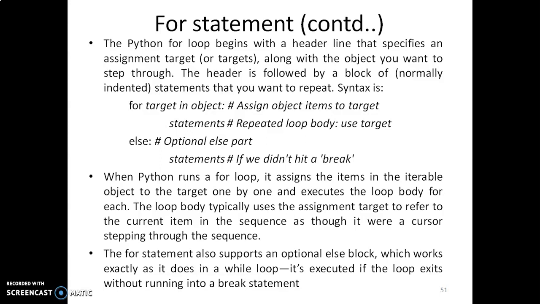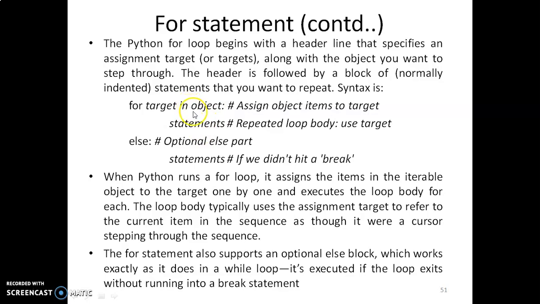Now this Python for loop begins with a header line that specifies an assignment target along with the object you want to step through. The header is followed by a block of normally indented statements that you want to repeat. So obviously the syntax is that you take a for target in an object, where this object could be a string, a list, or a tuple, and these are the indented statements, the statements which are there with the block of this for. And so long as this target variable passes through each element in the object, these statements are repeatedly executed.